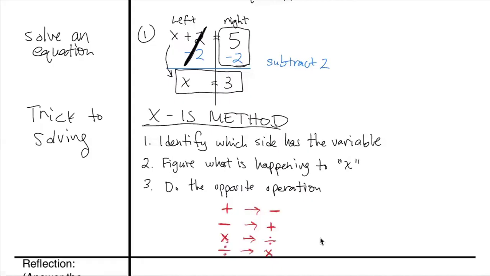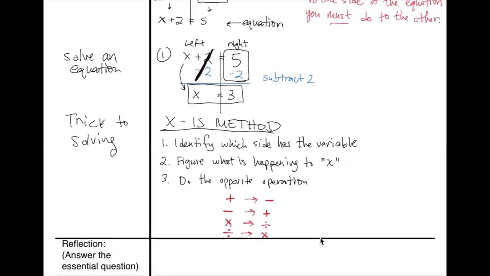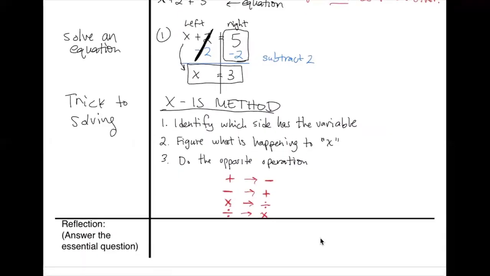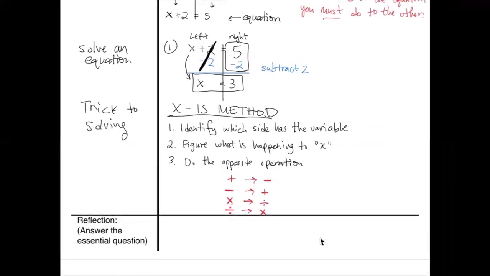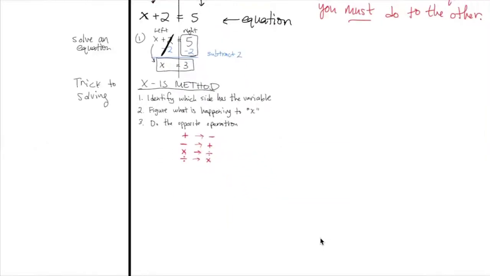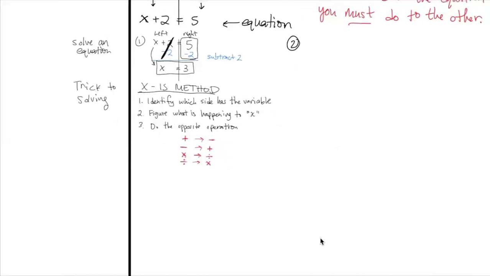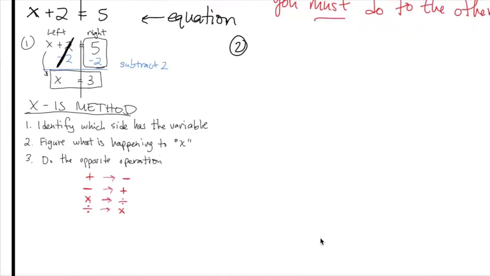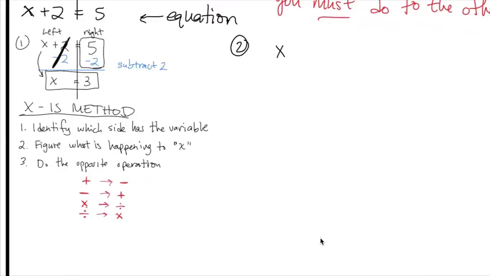So this is that X is method. We're going to identify which side the variable is on, figure out what's happening to X, and then do the opposite. So let's do some practice here. Let me shrink these so that we have room for a couple more problems. All right, number 2 here. You can put it underneath if you need to go to a new page, or on the side if you have room on the side. Number 2, let's do X minus 4 equals 2.